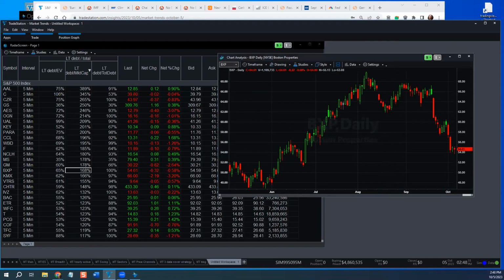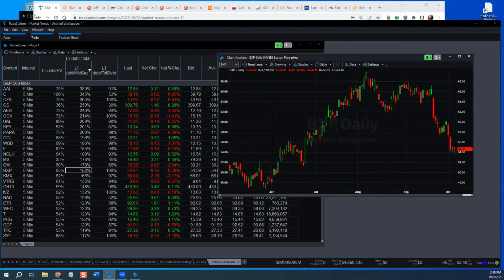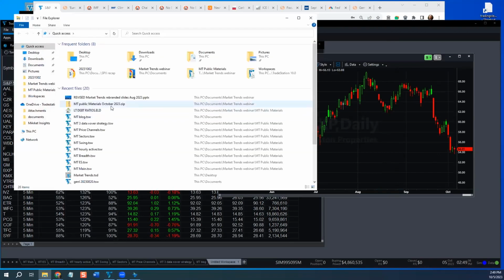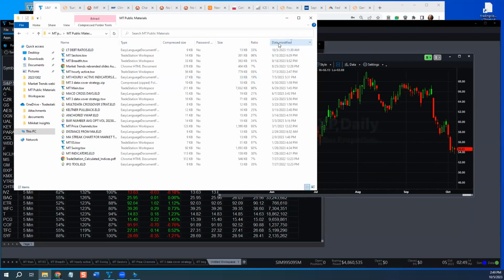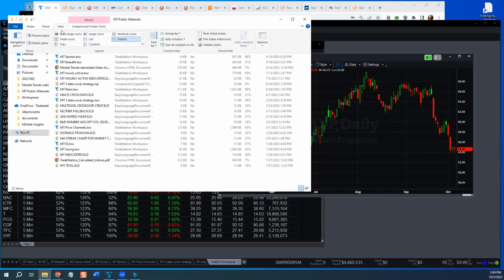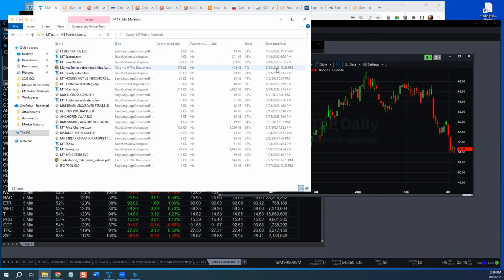Can you show the new workspace that was added to the zip file? All right, so I did not add a new workspace. I added an indicator, and let me bring that up. It is LT debt ratios. If you actually look in here and you sort, yeah, you can sort inside the zip file. You can see this one was added in October. If you have date modified and you're using Windows, go to view and then view it as details.